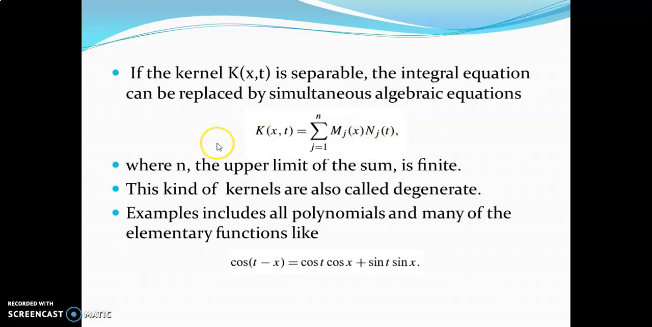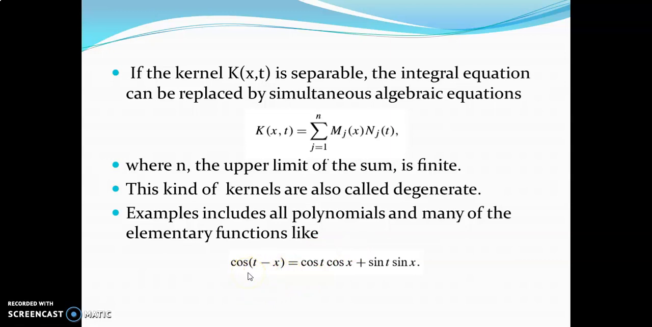That means the kernel can be represented as a product of a function of x into a function of t, and there are many terms, a finite number of terms, involving the product of a function of x and a function of t. So here the upper limit of the sum is a finite quantity. Such kernels are also called degenerate kernels. Examples of these kernels are all polynomials and many functions like cos(t minus x).